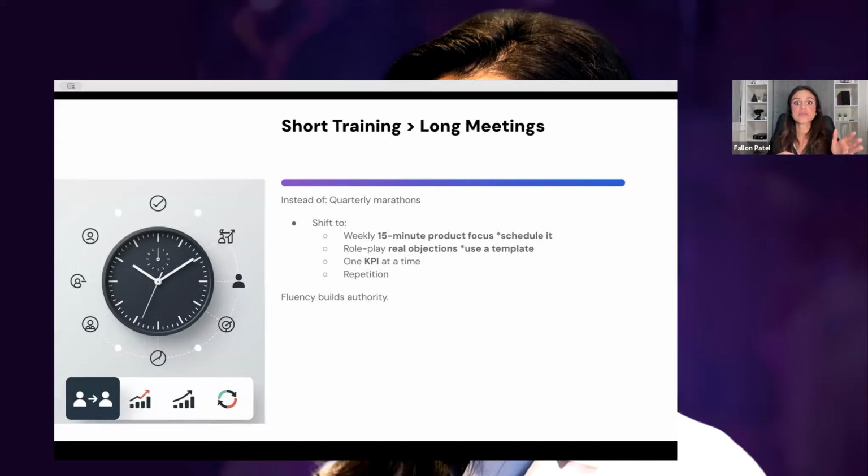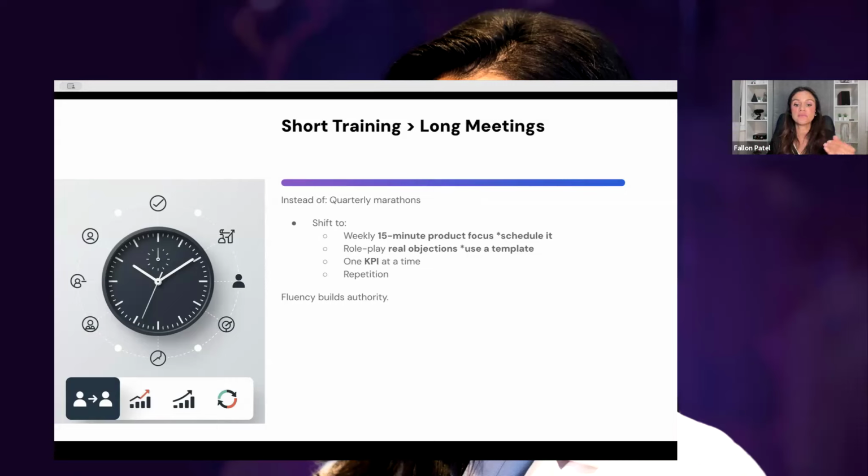This is really important. You shift to a weekly, just 15 minutes, focused on your product. In order for you to get this done, you have to schedule it. Schedule it in your calendar every week, a 15-minute focus with your team. You also want to schedule some time to role play real objections.